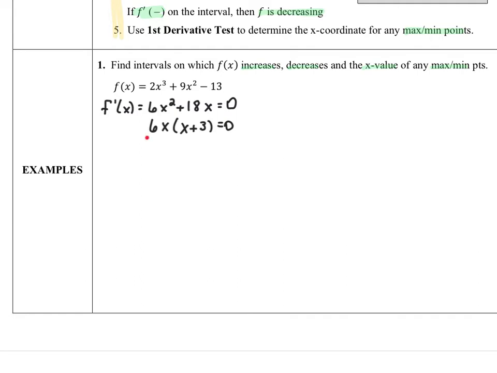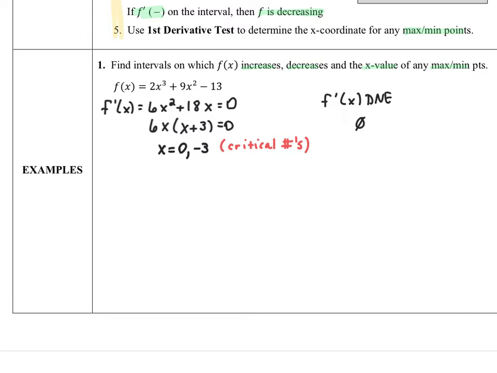That leaves me 6x times the quantity x plus 3. And then I set each one of these factors equal to 0, and that gives me 2 critical numbers. There is that second part of finding critical values where you have to consider where f prime does not exist. Since my f prime is a quadratic, it is defined everywhere, so I'm not getting any critical numbers out of this. You don't actually have to write this portion down. I just don't want you to forget that this sometimes will yield a critical number.